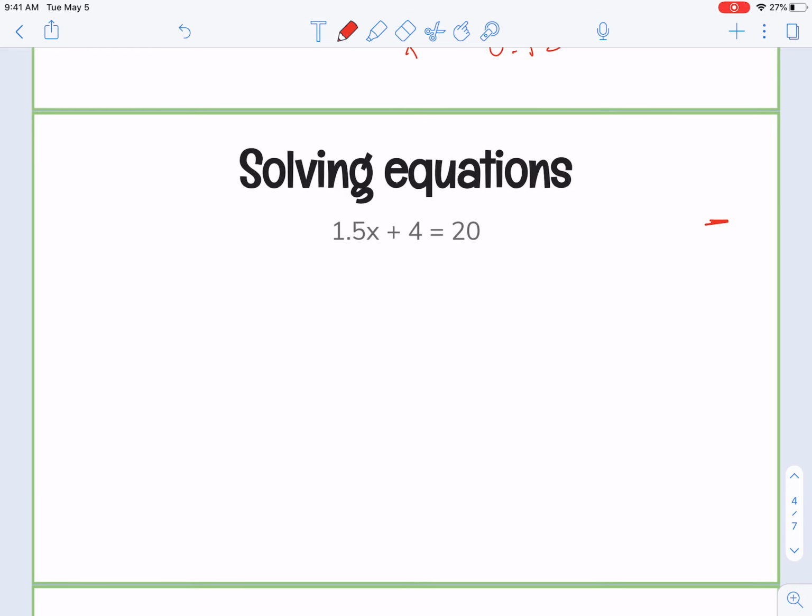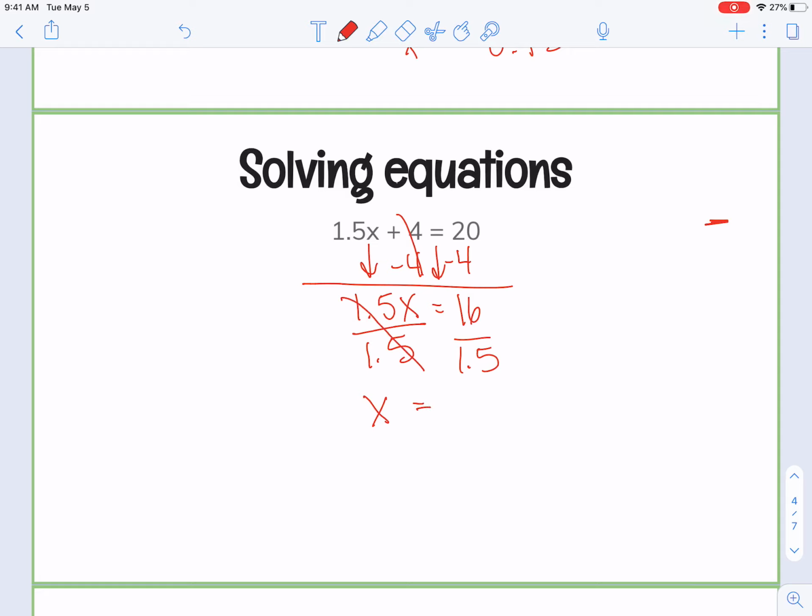Third example, now we have 1.5x plus 4 equals 20. I'm going to subtract the 4 to both sides. You get 16, and then you bring down the 1.5x. You divide both sides by 1.5, and you can get x by itself. And then we can do our division on the side. Top dog goes in the house. We can't have decimals, so we're going to have to make it 160 divided by 15.